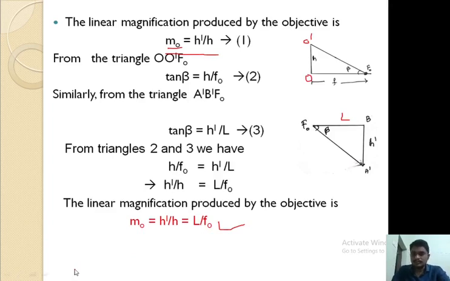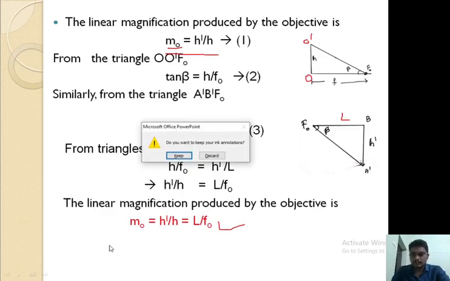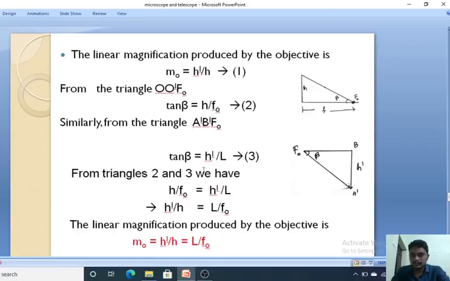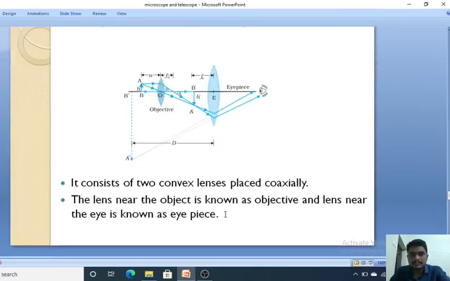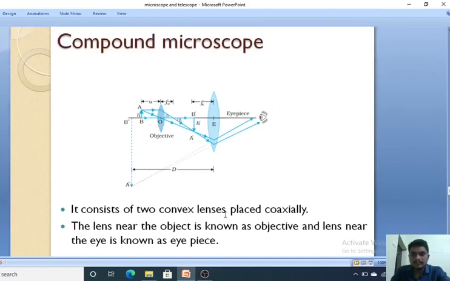Now look at the previous figure. Here the image formed by the first lens will act as an object to the second lens. So this is the image. A dash B dash is the image formed by the first lens. The image of the first lens acts as an object to the second lens.